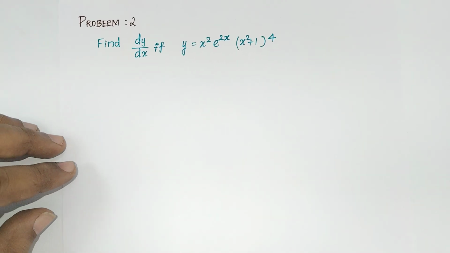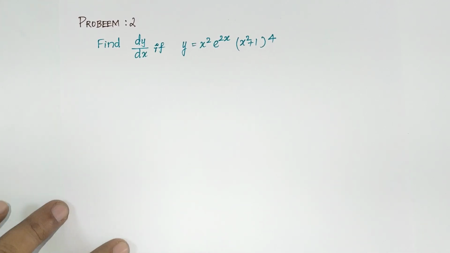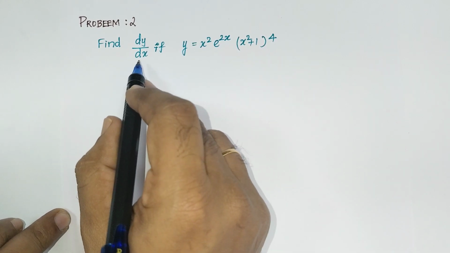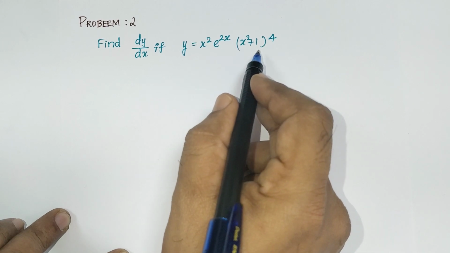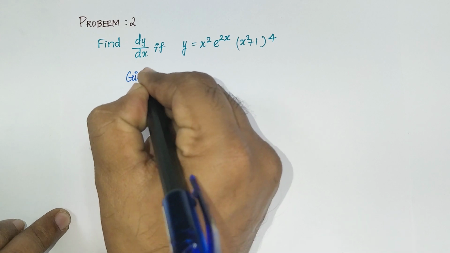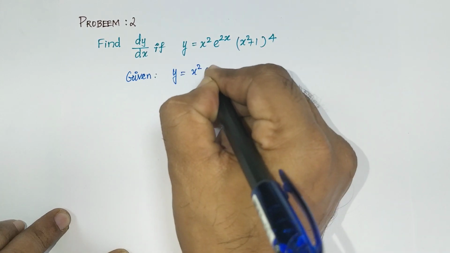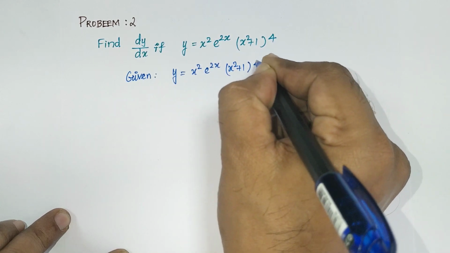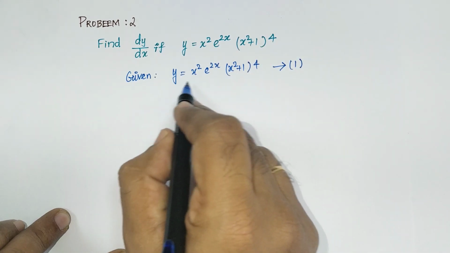Now we can start the problems, the basic differentiations. It is not a derivative, it is a differentiation rule I am going to apply. Here I am going to find dy by dx. The given is y equals x square e power 2x into x square plus 1 whole power 4. I will write the given here: y equals x square e power 2x and x square plus 1 whole power 4, which is equation number 1. We have to differentiate this equation with respect to x.